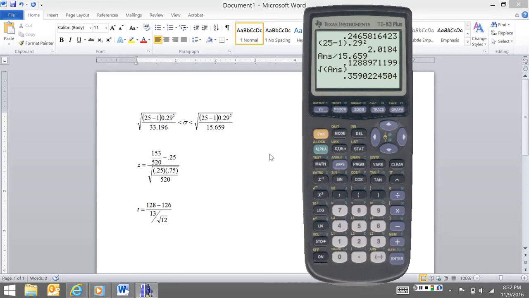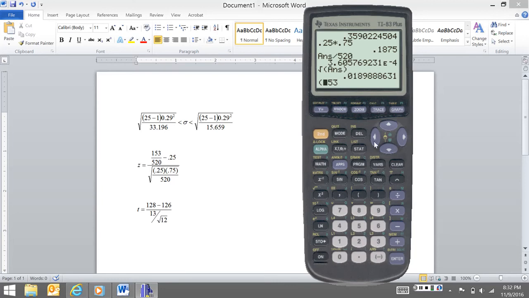So I'm going to start in the bottom, because then I'm going to start inside, and I'm going to do 0.25 times 0.75, answer, divide by 520. Now I'm going to take the square root of my answer. Now this is the denominator. So now up in the top, I'm going to do the numerator. I'm going to do 153.